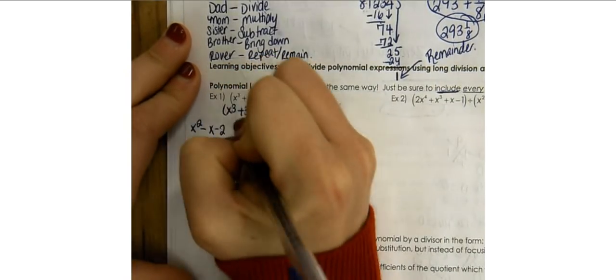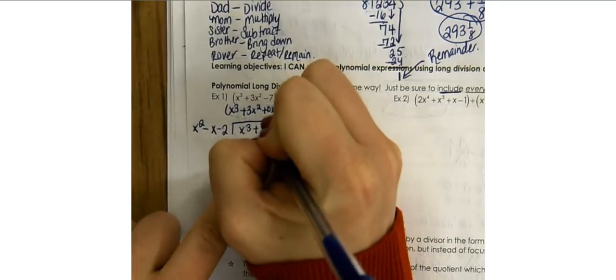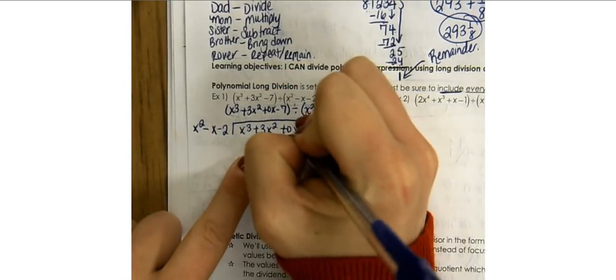Awesome. Just like we did up here where the 8 was on the outside, the x squared minus x minus 2 will be on the outside. So I'm going to write x squared minus x minus 2 on the outside. And what's going to be on the inside is x cubed plus 3x squared plus 0x minus 7.